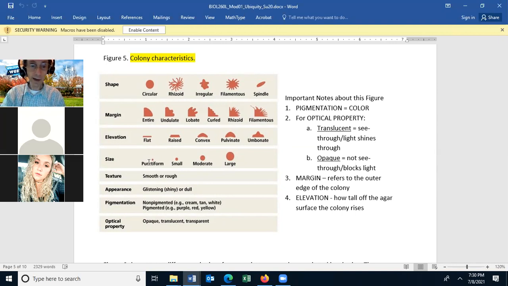Colonies can be smooth or rough. They can be glistening or dull. They can be non-pigmented or pigmented. And they can be opaque, translucent, or transparent.